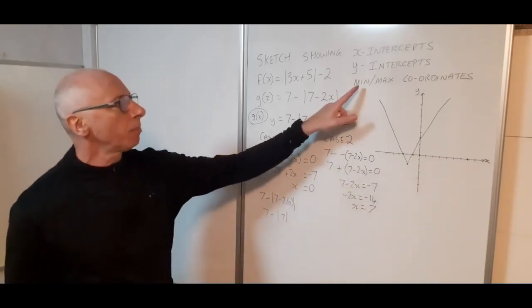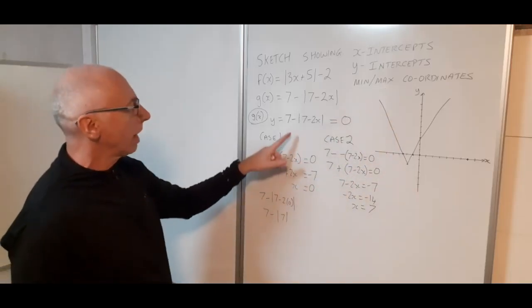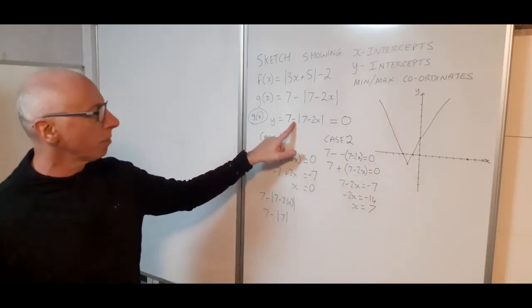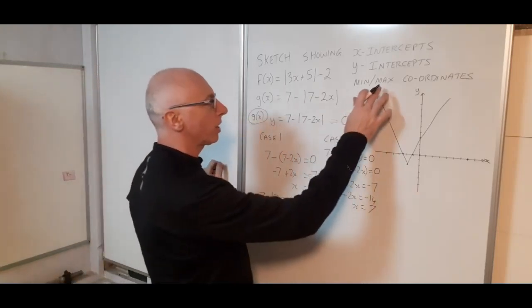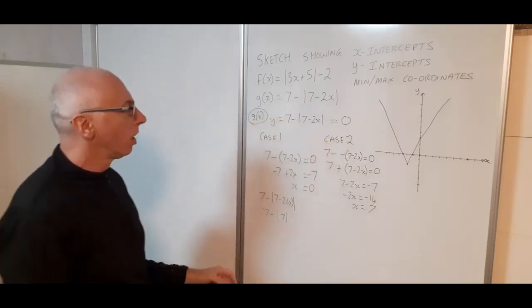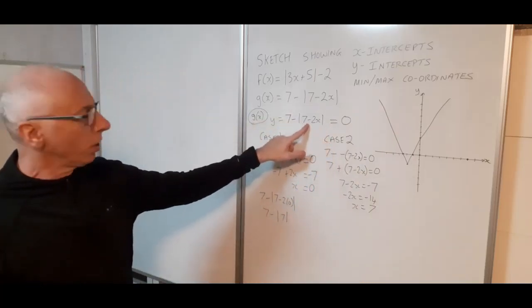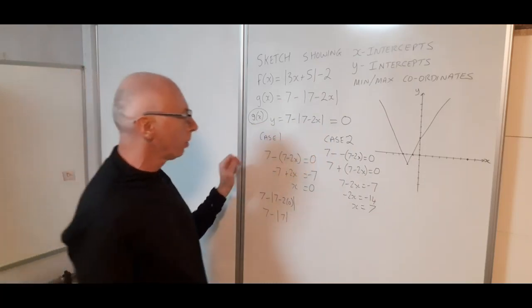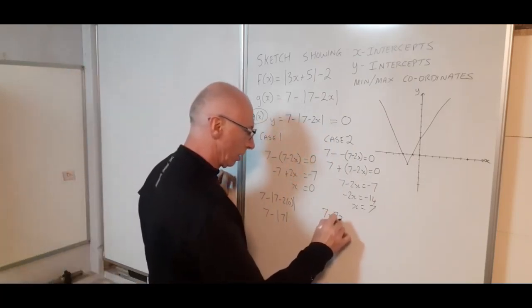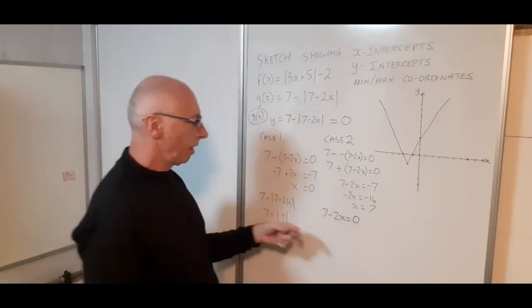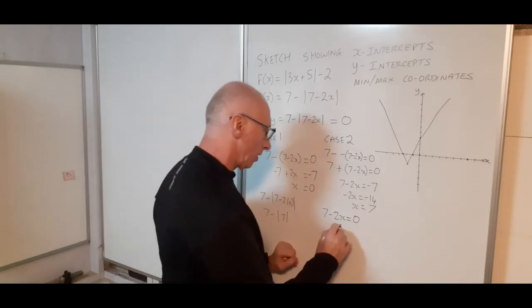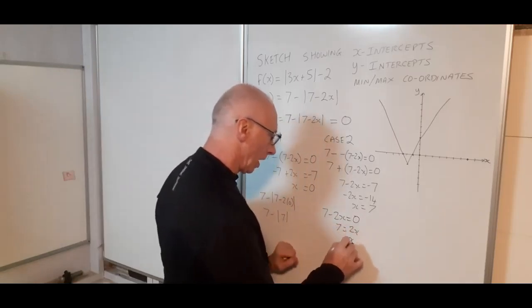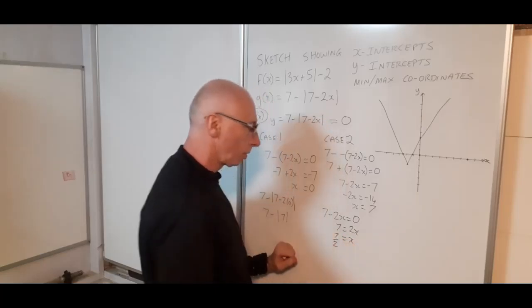Now we need to find the minimum or the maximum. Now we notice in front of the modulus here we've got a minus sign. So now this is going to be a frown. So this is going to actually yield a maximum for us. So what we do, as we did before, set 7 minus 2x equal to 0. That will then give us the x coordinate of our maximum. So then 7 equals 2x, x equals 7 over 2.